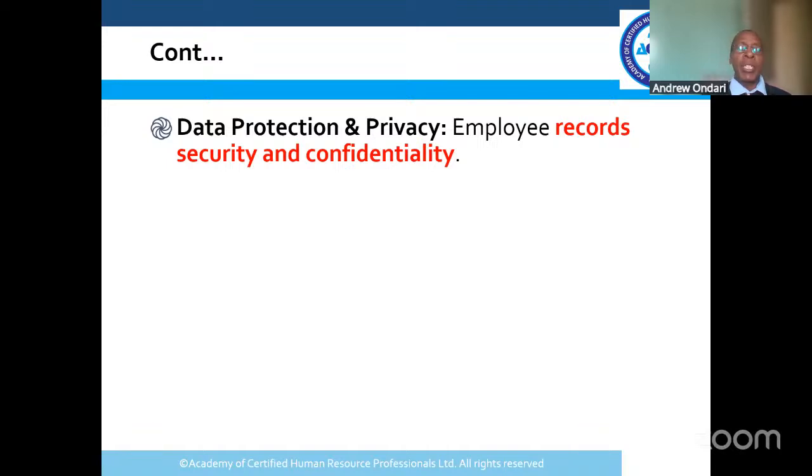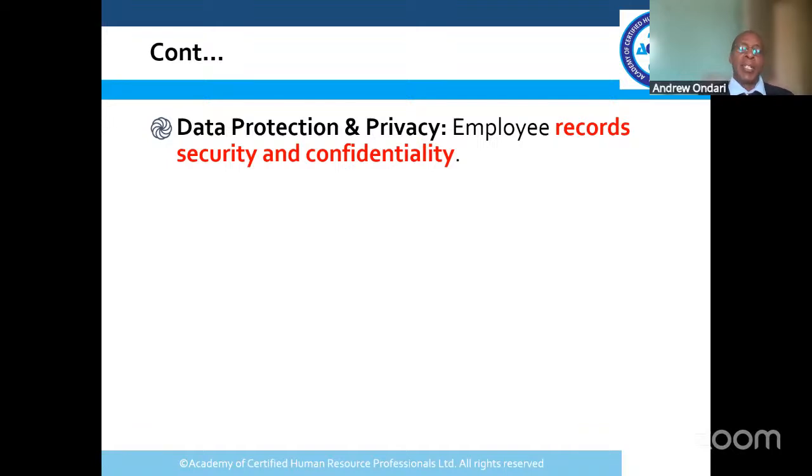The records that we keep should be secure. Secure in the sense that they are protected from unauthorized access or from manipulation or from theft or from tampering. Because the moment a record is tampered with, it becomes inaccurate, and that can lead to a legal process under the Data Protection Act.